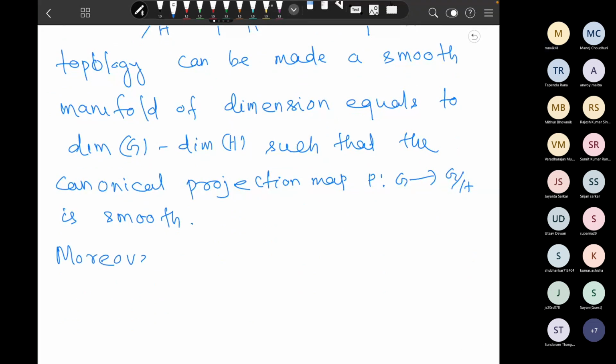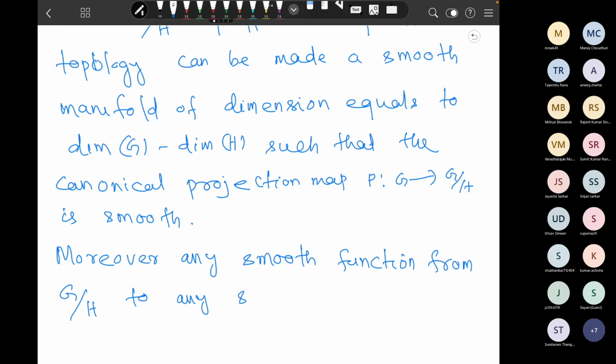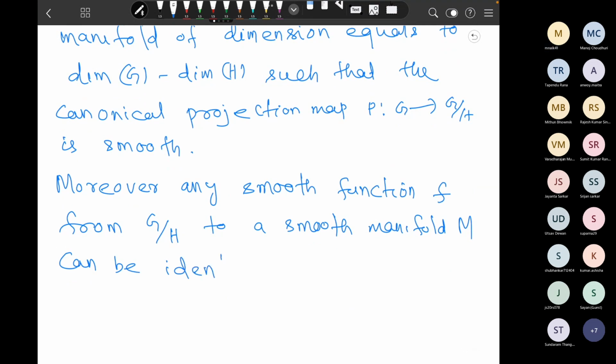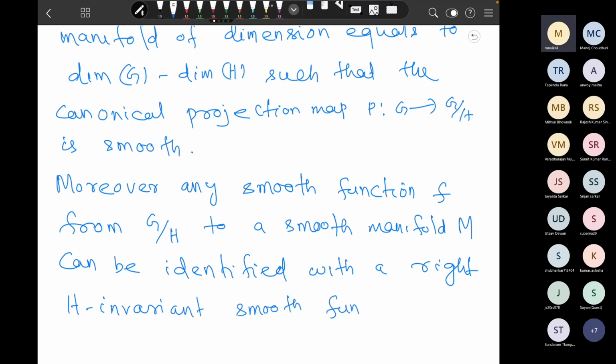So moreover, any smooth function f from G by H to a smooth manifold M can be identified with a right H-invariant smooth function f tilde from G to M in a canonical way.